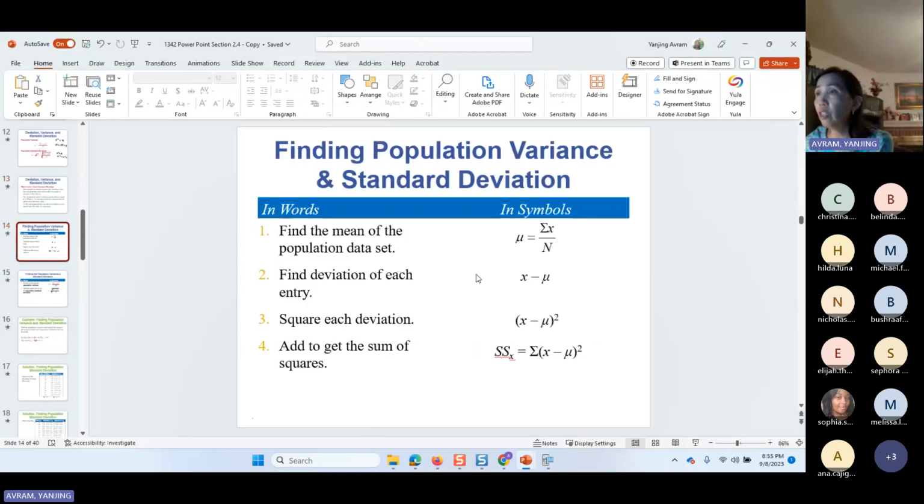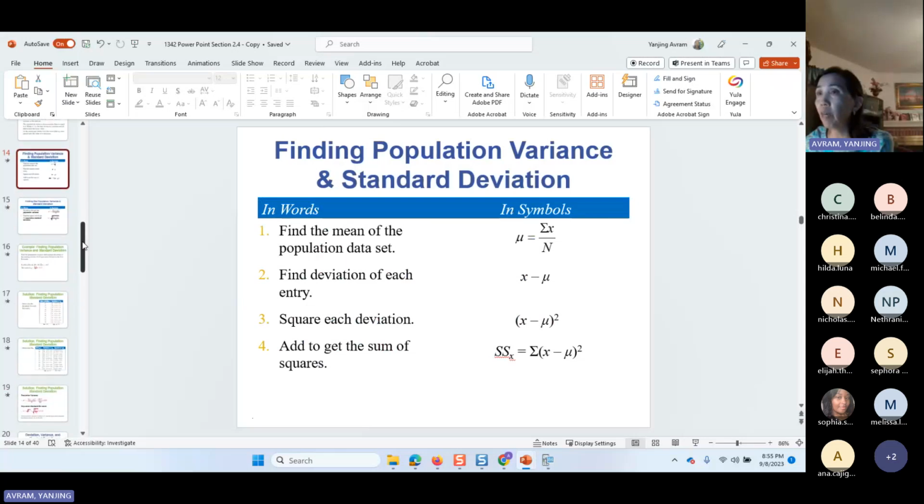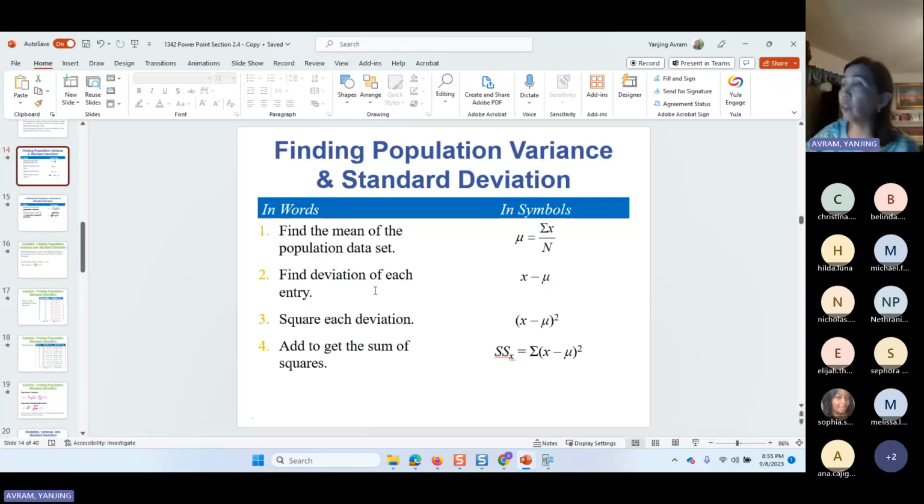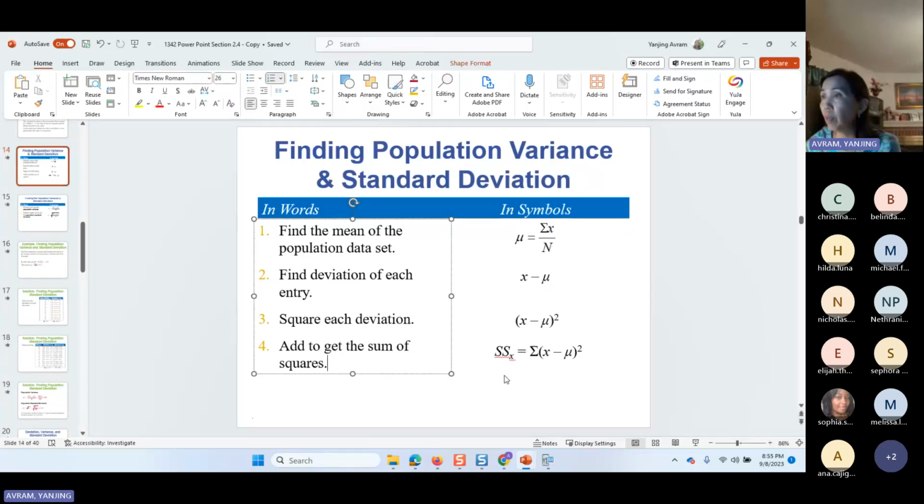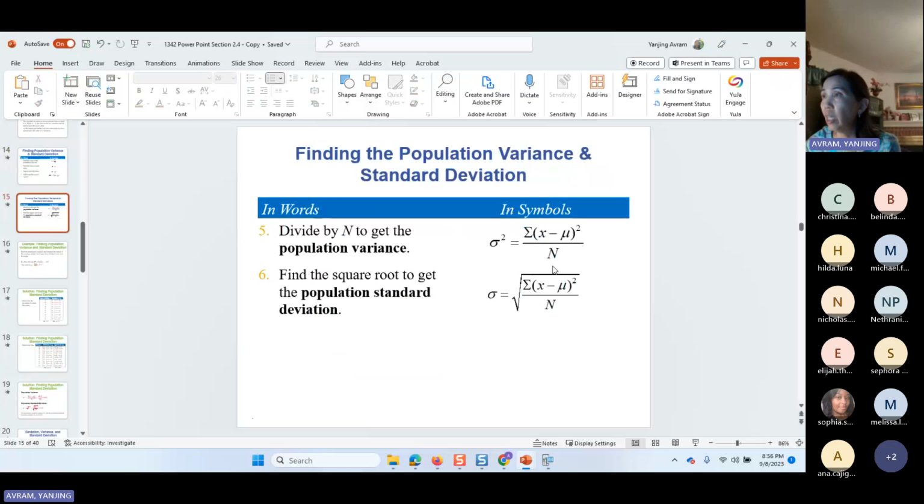All right, here are the 5 steps to find the standard deviation. First, you find a mean using sigma x over n. The second one, you find the deviation, and then you square each one of them and add them together. After you add them together, you divide by the big N, so that becomes the variance. If you take the square root, that becomes the standard deviation.